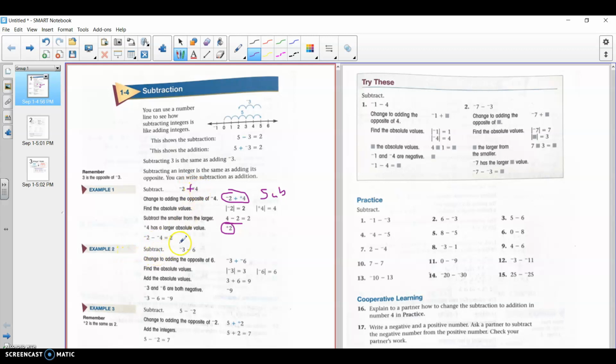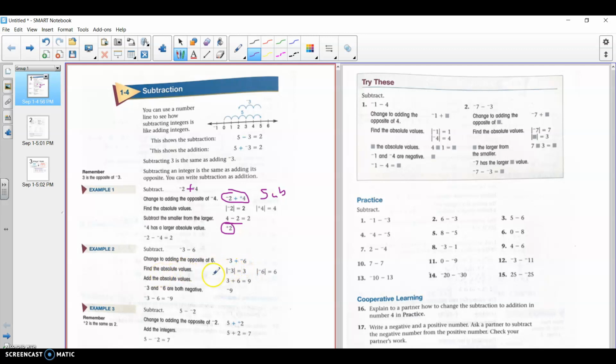Example number 2. You have a negative 3 minus 6. So we're going to follow those subtraction rules, which are keep, change, change. Keep the negative 3, change the subtraction to addition, and if you hide the subtraction, that's a positive 6. So now it's going to become a negative 6. And once you do all that, you have the addition rules.